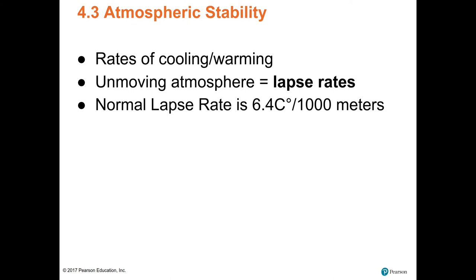The troposphere is heated by the sun shining on the surface. The surface is warm, so as you get away from the surface, the temperature of the atmosphere cools off. The air isn't moving. It's you that are moving as you go up through the atmosphere. So if you measure the temperatures as you get away from the surface of the Earth, the average rate of cooling is the normal lapse rate. That's 6.4 Celsius degrees.